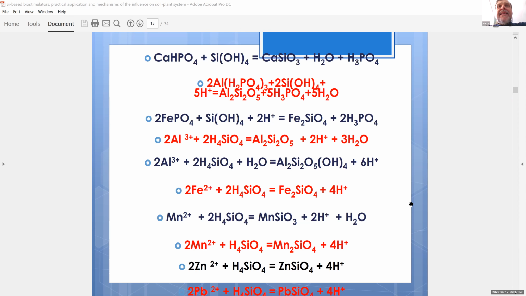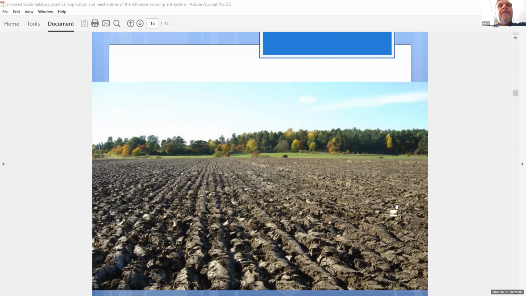Monosilicic acid is a weak acid, but a very, very active acid, and can react with many elements, primarily with metals, and form different silicates. So first, we will talk about different examples of silica and how this element works.